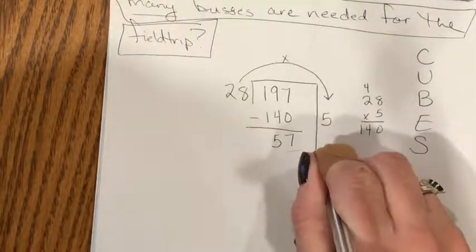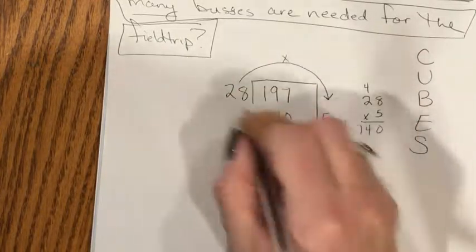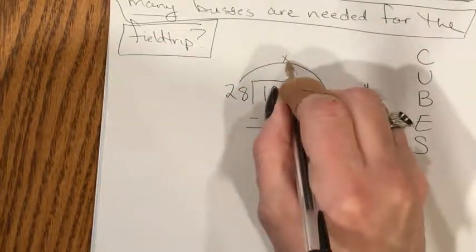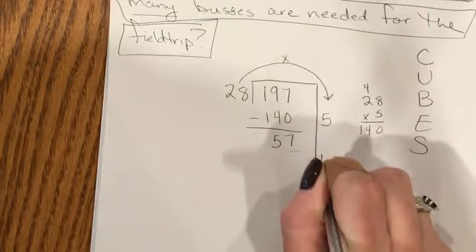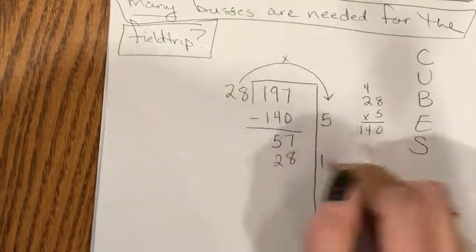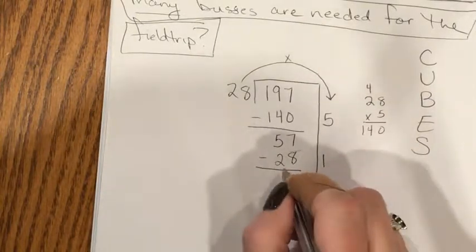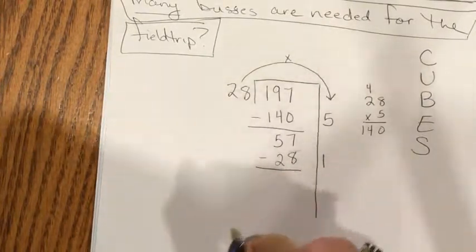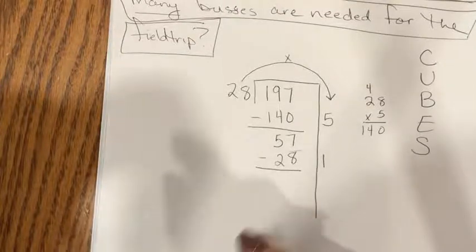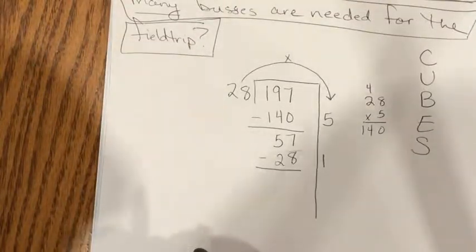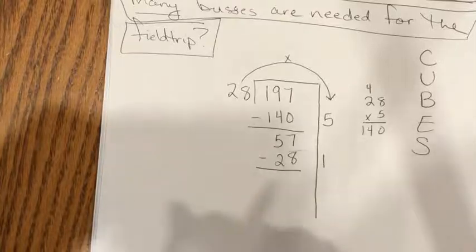So let's go ahead and try 1. 28 times 1 is 28, because 1s are pretty easy to work with. All right, subtract. So here we have a subtraction problem. That's kind of the cool thing about division. We get to do subtraction, we get to do division, we get to do multiplication all in one-stop shopping.